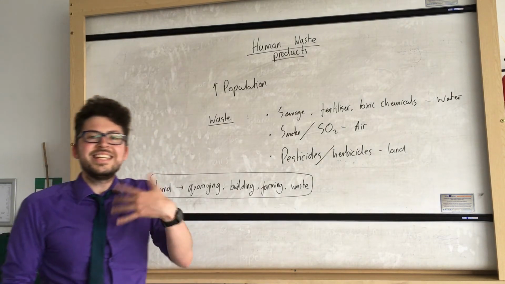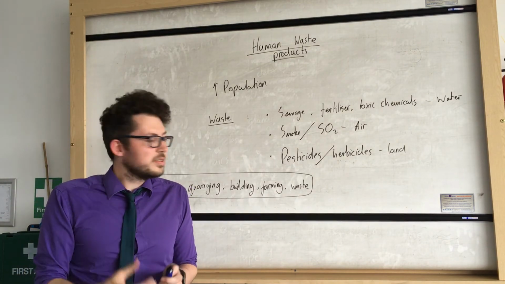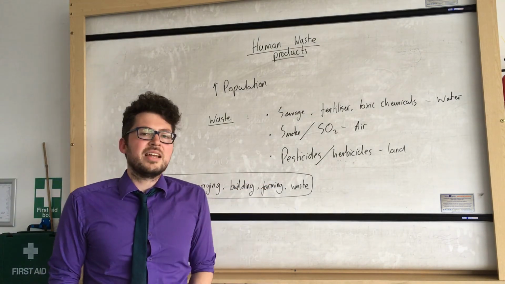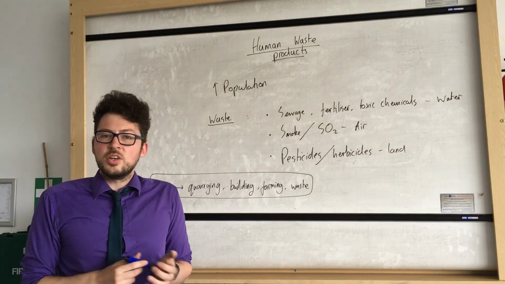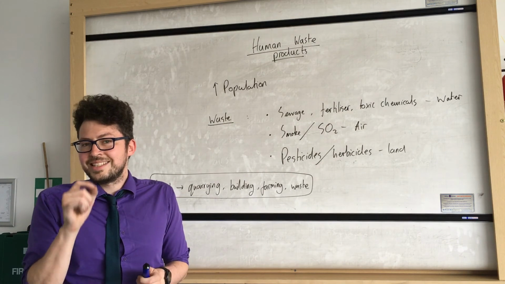Finally, we need a lot of land. Obviously, if we're making new buildings and need more space for humans, we need land for quarrying, building, farming and waste landfill sites. So these are other impacts we're having on the environment. So humans need to be very careful, and they may give you information and ask you to evaluate it in the exam.